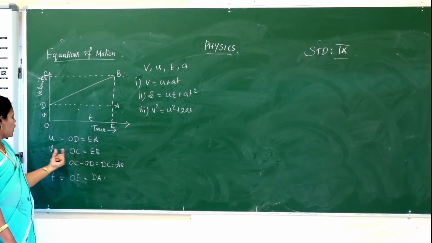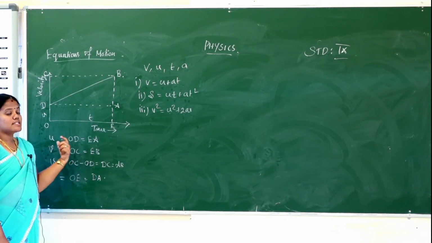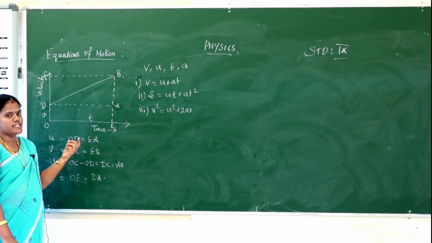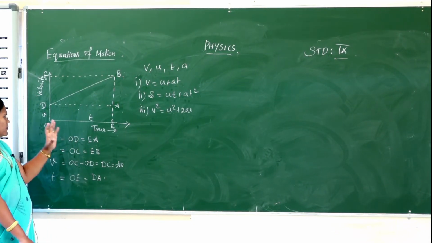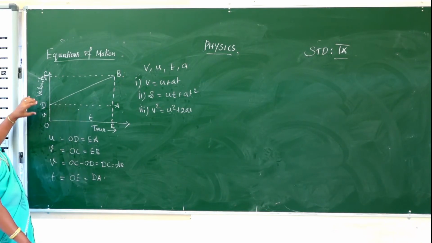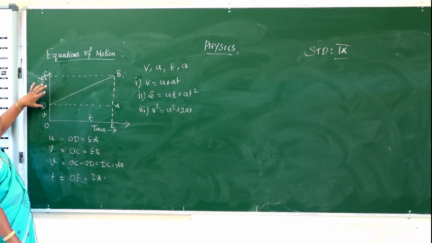But this is not exactly the final velocity, because from the starting point to the finishing point is mentioned at the top. The correct final velocity is OC minus OD, that is DC.